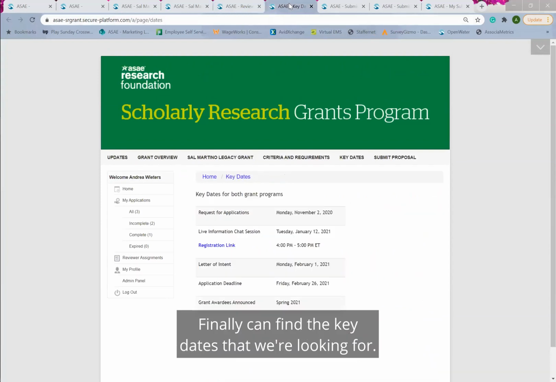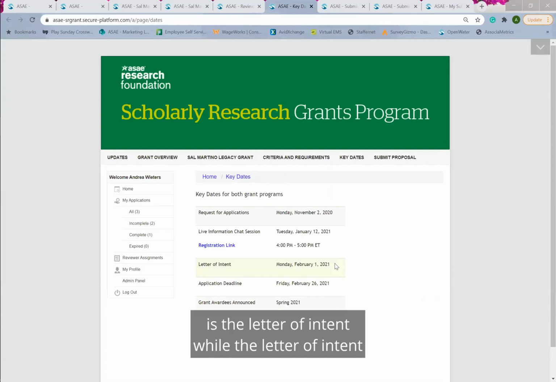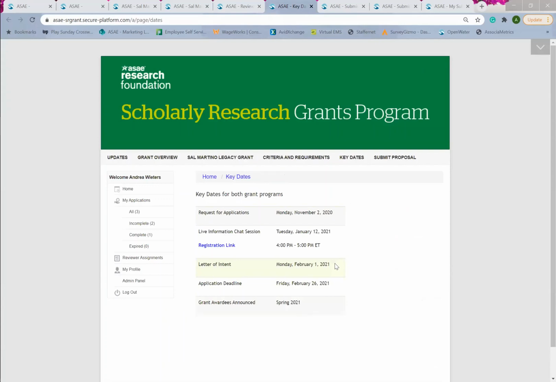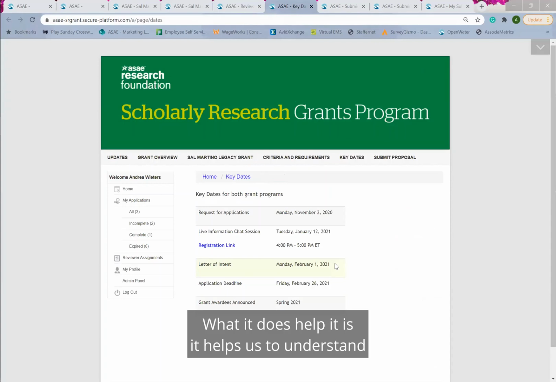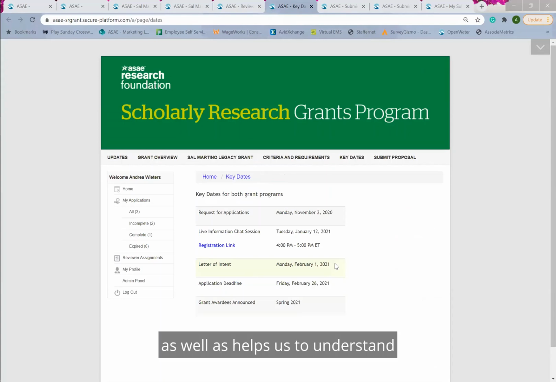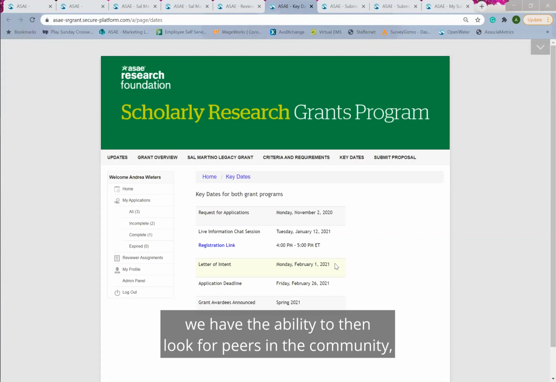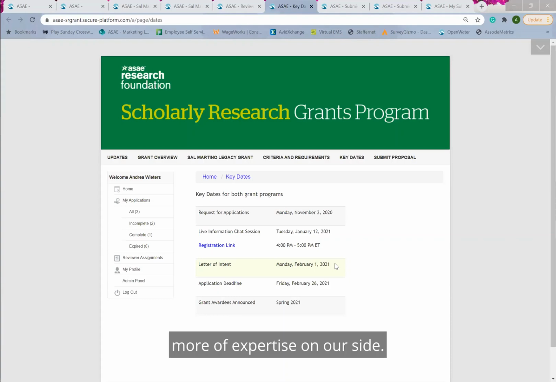Finally, you can find the key dates that we're looking for. Please keep in mind the upcoming date of February 1st is the letter of intent. It's not necessary to submit one, but it helps us understand how many people are planning to submit an application, as well as what topic you may be writing your proposal on. So if it's something specific to DEI or membership, we have the ability to look for peers in the community and bring them in as reviewers to serve with more expertise.